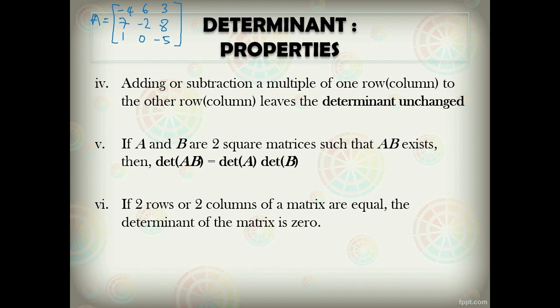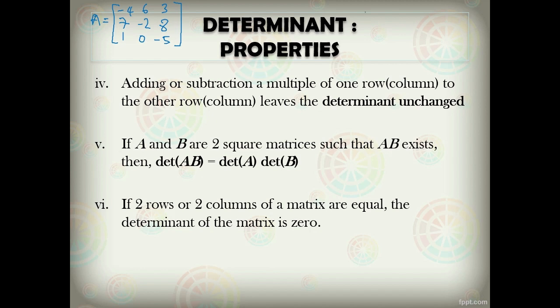Okay, so the next property is adding or subtracting a multiple of one row or column to another row or column leaves the determinant unchanged. So if you subtract or add one row with another row, or one column with another column, the determinant will be unchanged. For this property, I will just take a simple 2 by 2 matrix, so that it is easier for us to calculate the determinant compared to a 3 by 3 or higher order matrix.